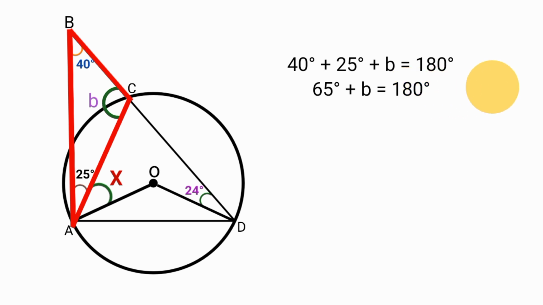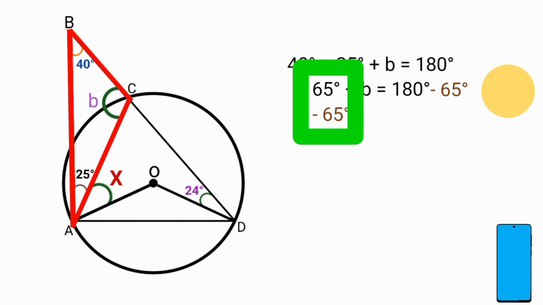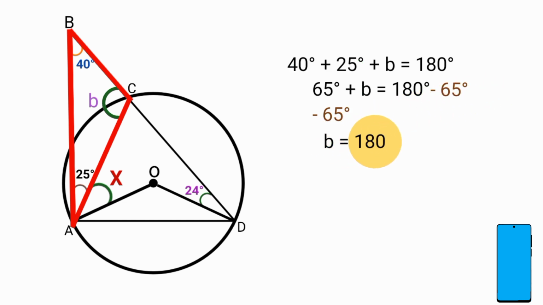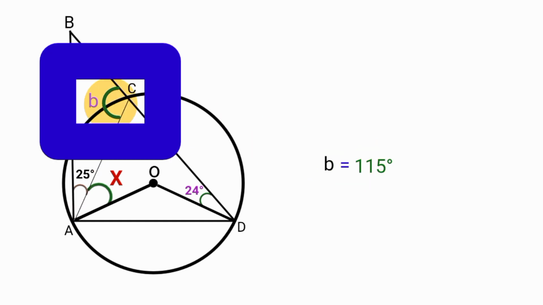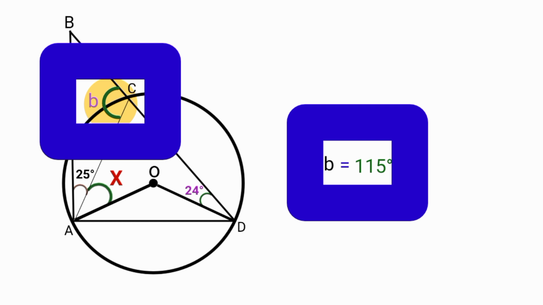To find the value of B, we subtract 65 degrees from both sides. So we are going to have 65 plus B minus 65 is equal to 180 minus 65. 65 minus 65 is 0, so we forget about it. B is now equal to 180 degrees minus 65 degrees, which is 115 degrees. So B is equal to 115 degrees, and that means this angle here is 115 degrees, since we labeled it angle B. So we can go ahead and replace B with 115 degrees.